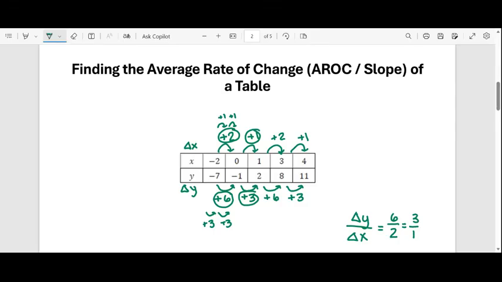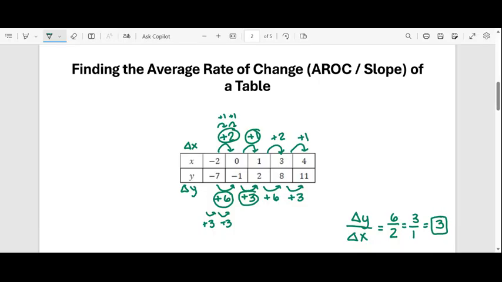So 6 over 2 is the same thing as 3 over 1. We're just doing the same thing twice. That's why those are the same thing. So this average rate of change or this slope is linear. It's constant. And it would reduce just to a positive 3. Our slope is 3. You can say 3 over 1.